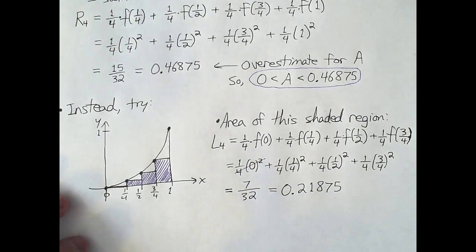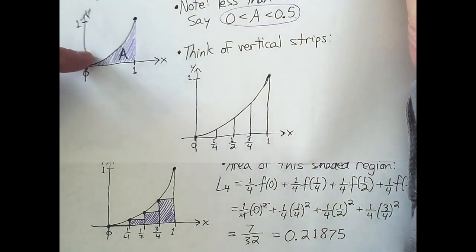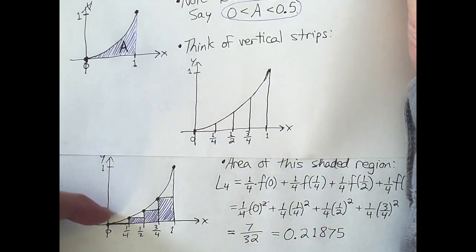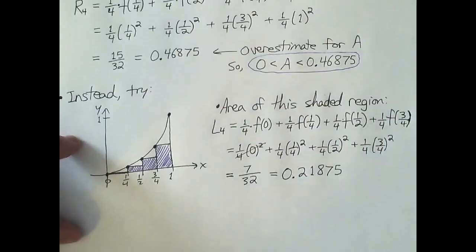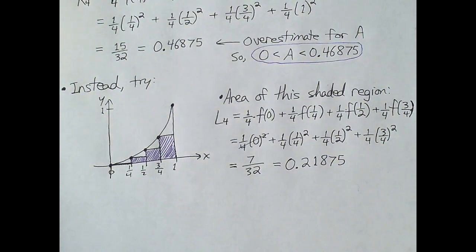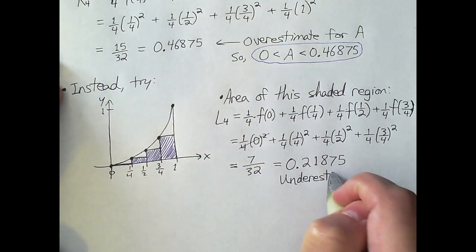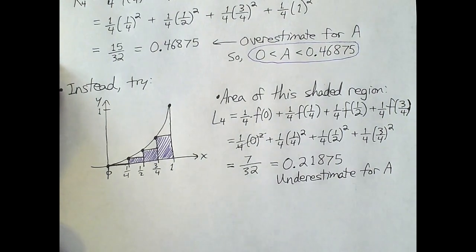Looking at this picture, I think this is definitely an underestimate for A. Remember what A is up here? This is the actual area under the curve, the actual area of the region that we're looking for. This region that we just did is too small. You can see it's missing some part of the region. So this 0.2 something is an underestimate for A, which means that the true area A is greater than this.